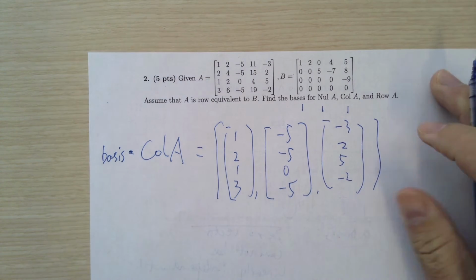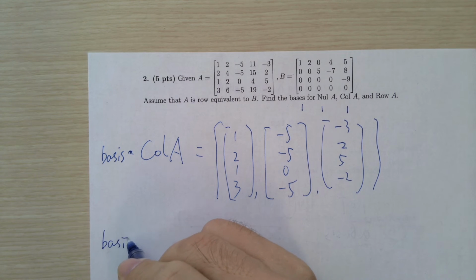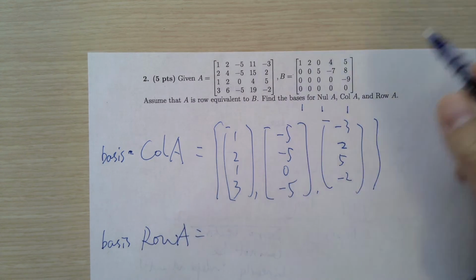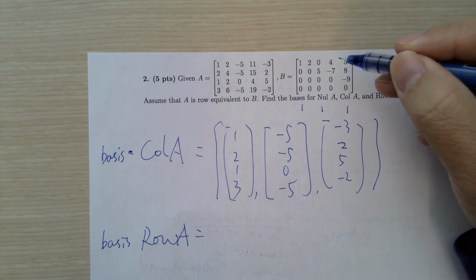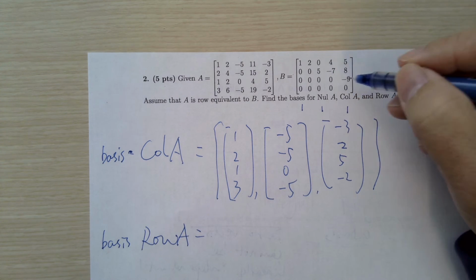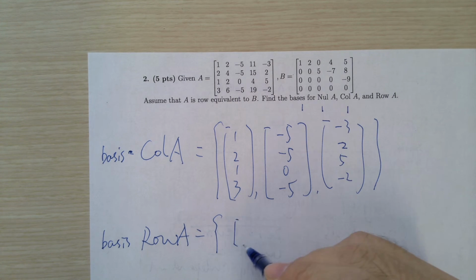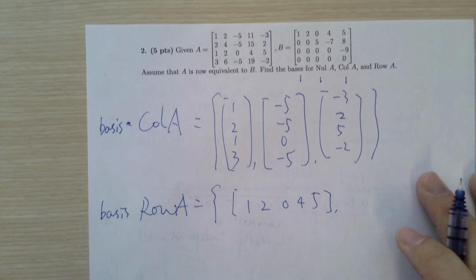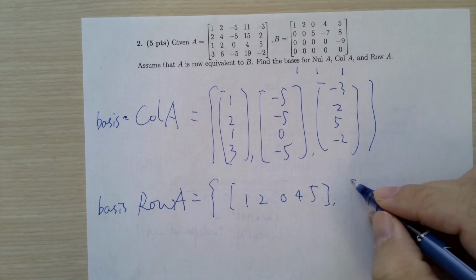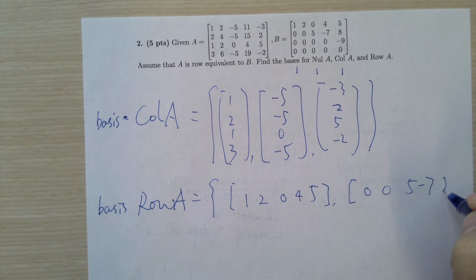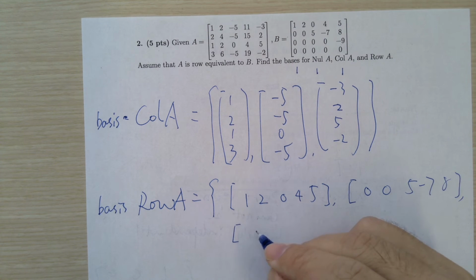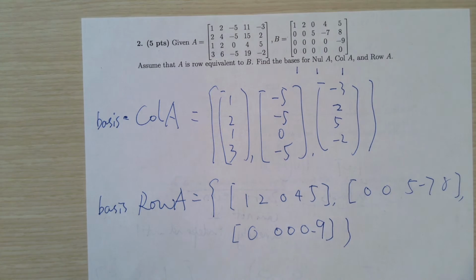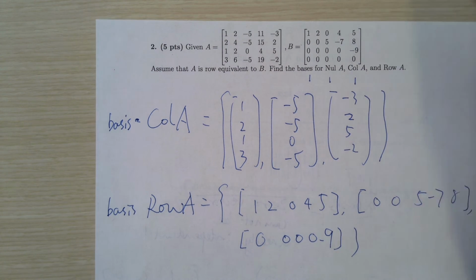The basis for the row space is just the row vectors, except the zero vector. It's going to be (1, 2, 0, 4, 5), (0, 0, 5, -7, 8), and (0, 0, 0, 0, 9). You can also write them as column vectors; it doesn't matter. Okay, that's it. Just kind of fun.